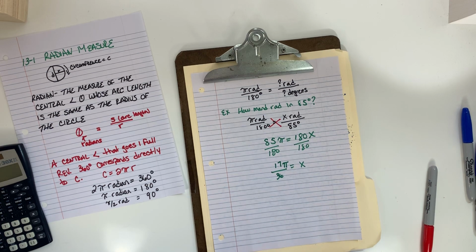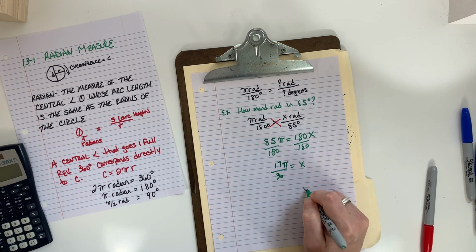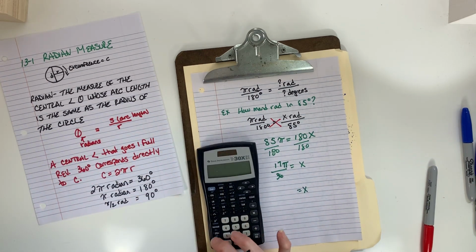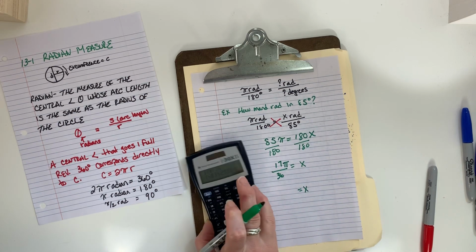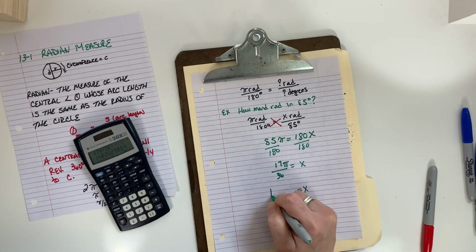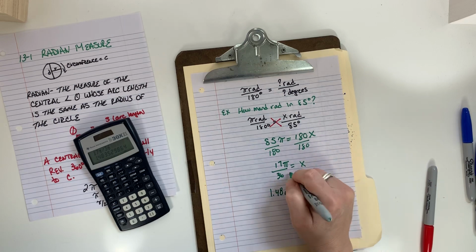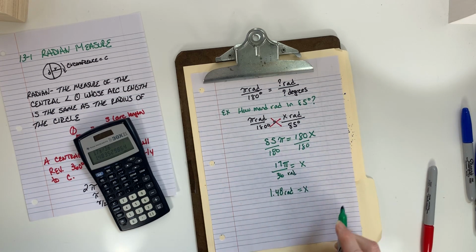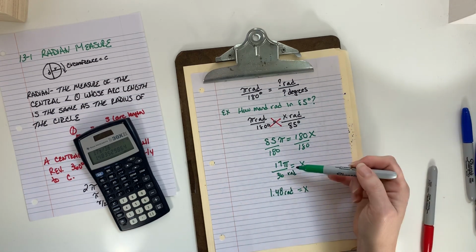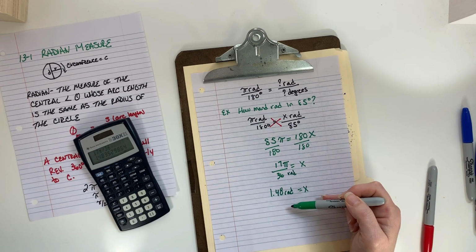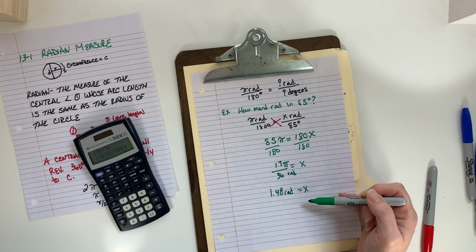Now, sometimes they'll tell you to write it in decimal form. If they tell you to write it in decimal form, you're just going to put in 17 pi divided by 36, and you will get 1.48 radians. I should have written radians up here. So in 85 degrees, there's 17 pi over 36 radians, or in decimal form, you can say there's 1.48 radians in 85 degrees.